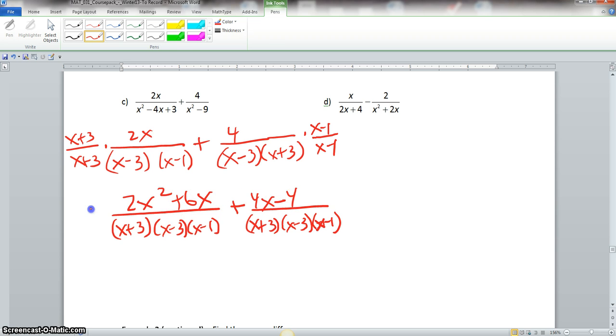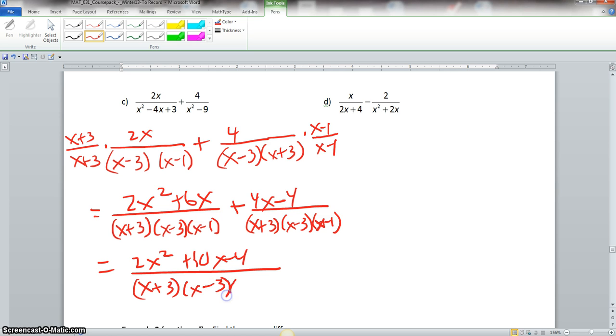Okay, now we combine like terms. 2x squared, we have 6x plus 4x, which is 10x, minus 4, all over x plus 3, x minus 3, and x minus 1. Now there's one last thing we need to do with this problem.